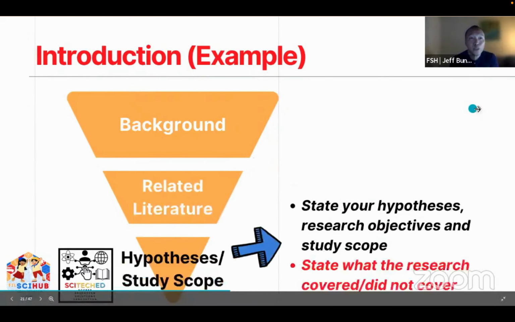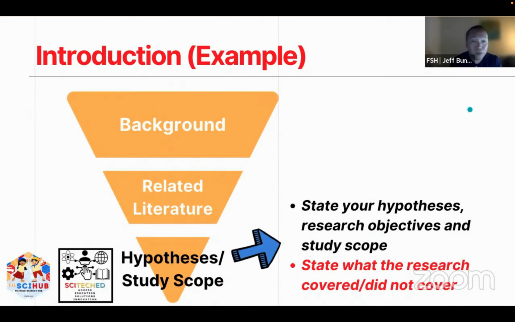Alright. And then sa dulo naman ito, sa dulo ng introduction ninyo, you have to state your hypothesis and your study scope. So, this study did this and did that to establish this objective or to validate this hypothesis. And then, again, sinabi ko, state what your research will cover or will not cover.